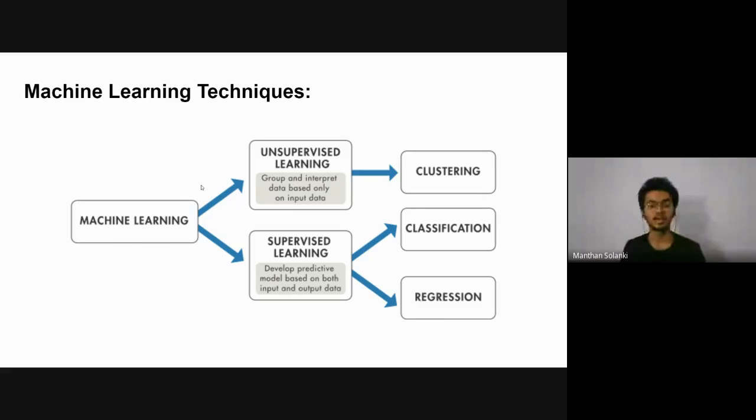Classification means classifying data based on the available classes, and regression means putting all the input data in a continuous manner and then predicting from that. So this is how classification, regression, and clustering are done with the help of these techniques. Okay.